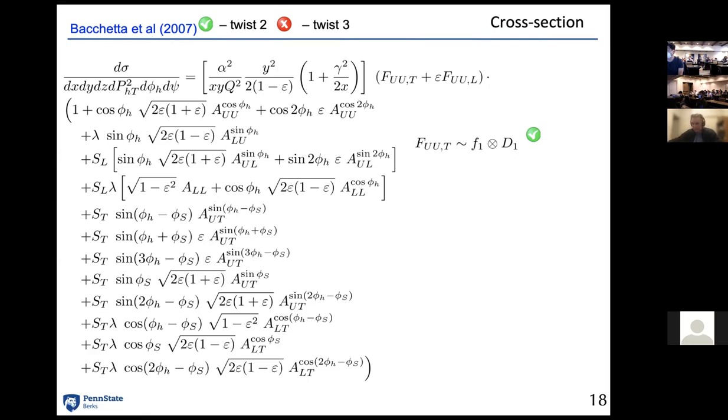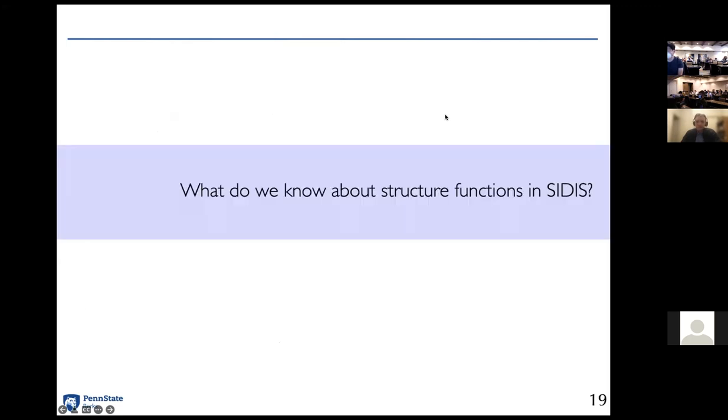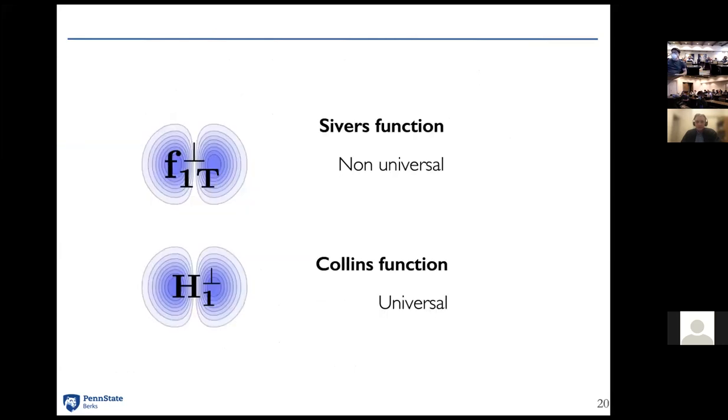And that is, of course, very interesting theoretically, phenomenologically as well. For TMDs, I'm not quite sure, but maybe there is something there as well. All right, so what do we know about structure functions in series? In case I were not able to finish the lecture today, just the punchline.